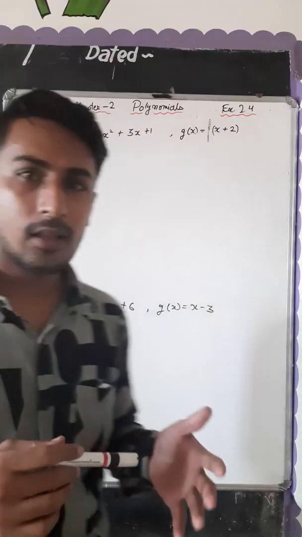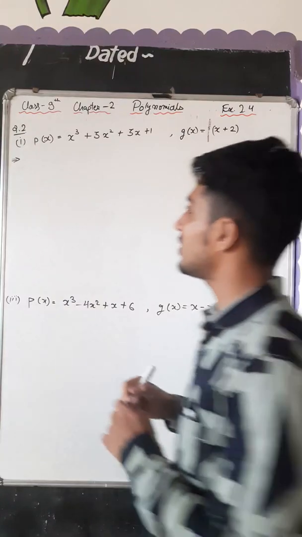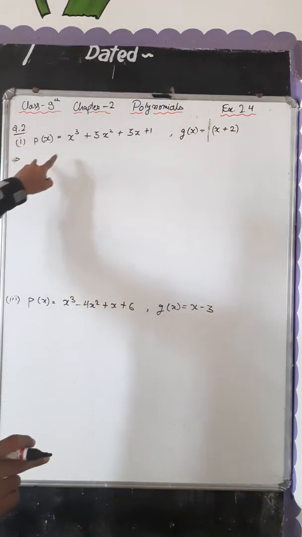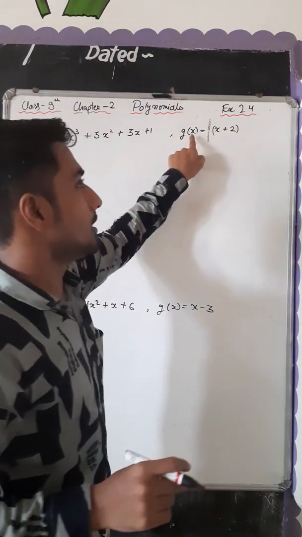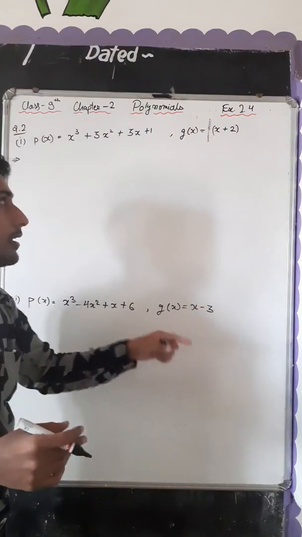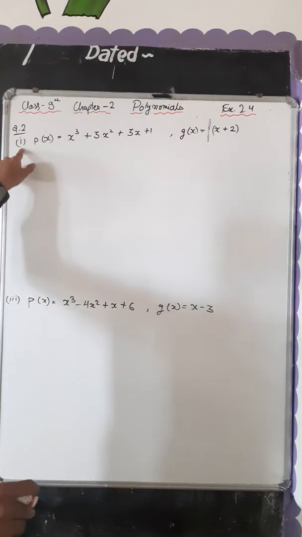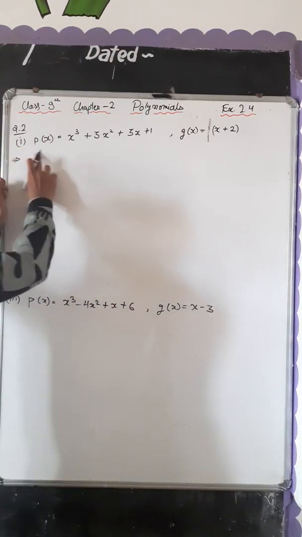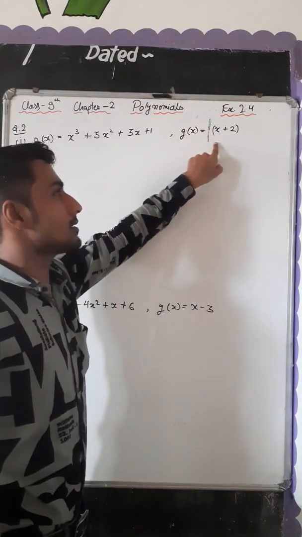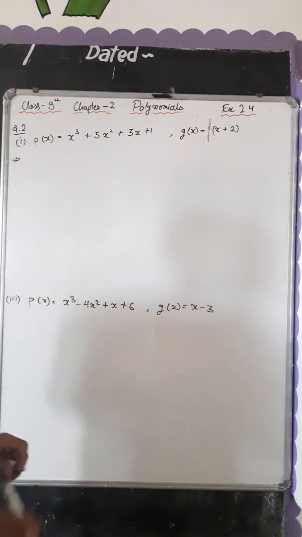Hello class 9. We have completed the first question of your exercise 2.4. Let's take question number 2. It says you have to check whether x plus 2 and x minus 3 are factors of the given polynomials. First you have the polynomial p(x), and you have another polynomial g(x), and you have to check whether this g(x) is a factor of p(x).